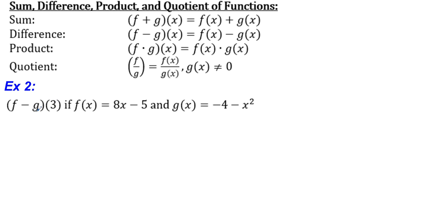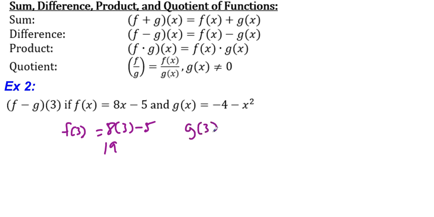So let's take a look at this one right here. We're going to do f minus g of 3. So that's going to be the same thing as f of 3 and g of 3, and we're going to subtract the difference of the answers. So I certainly can do it like this. F of 3 is equal to 8 times 3 minus 5. That's 24 minus 5, which is going to be 19. So that is just plain old 19.